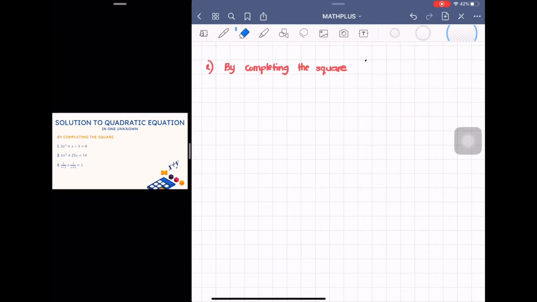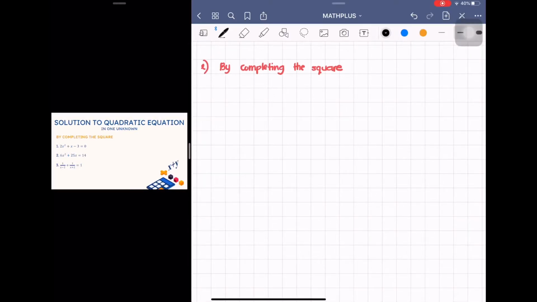Okay, kailan ba natin ginagamit si completing the square, or when do we use this completing the square? Of course, completing the square is a process of transforming a trinomial so that it becomes a perfect square trinomial. Okay, halimbawa, saan ba nanggagaling yung perfect square trinomial? For example, you have x minus 2. This is a binomial. If you square this binomial, it will produce a trinomial. And that trinomial that will be produced from squaring a binomial, you call that a perfect square trinomial.